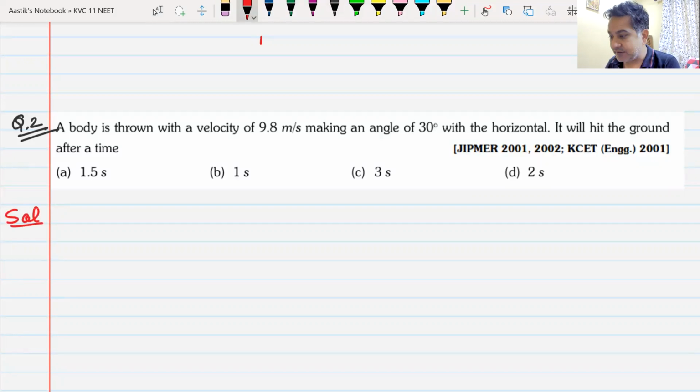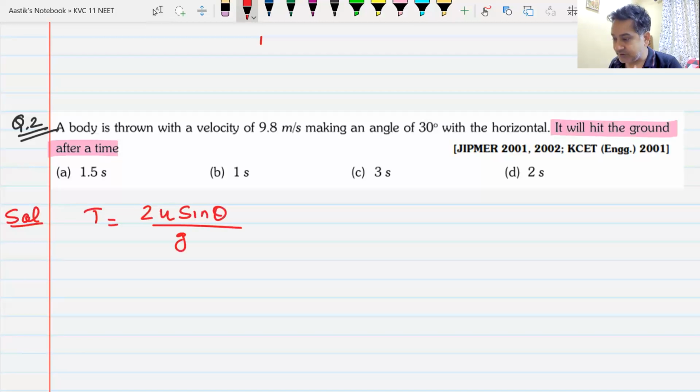After how much time will it hit the ground? That is the question. So basically, they're asking you to find out the time of flight. So I'll just put the formula. Time of flight is 2u sine theta divided by g.